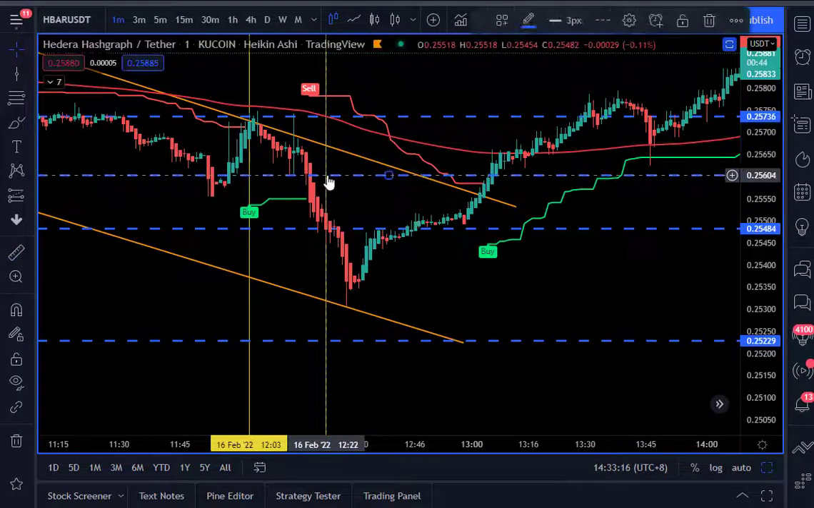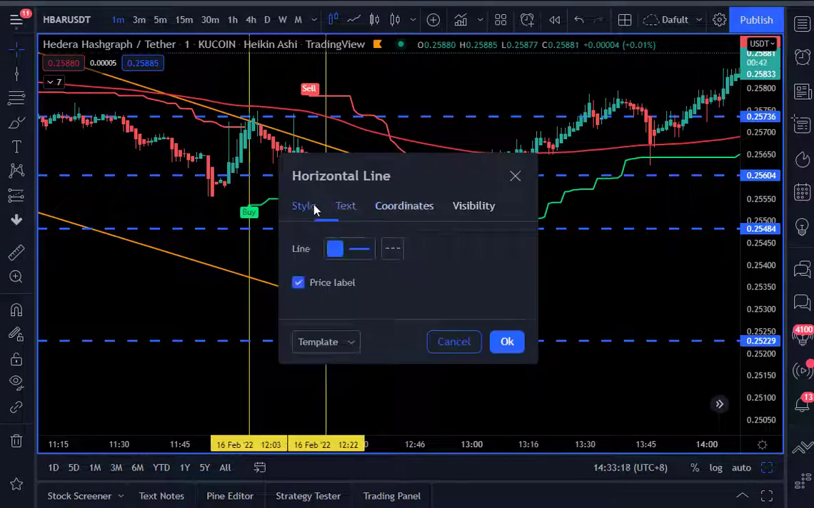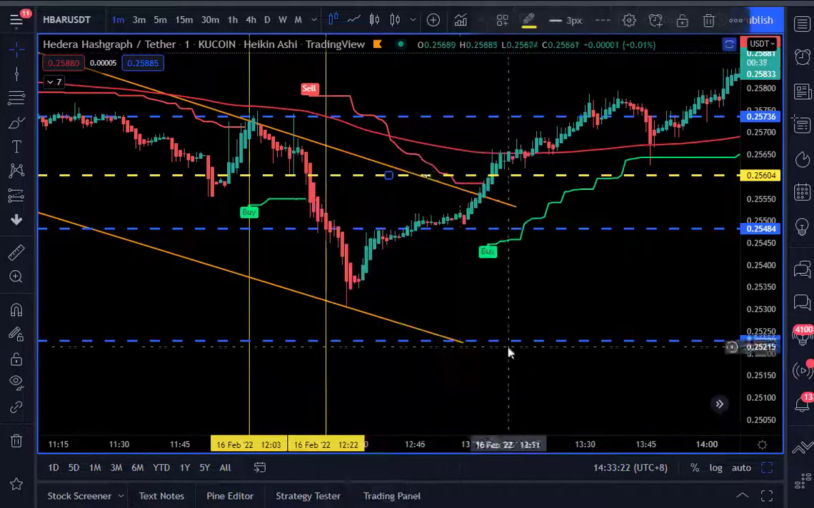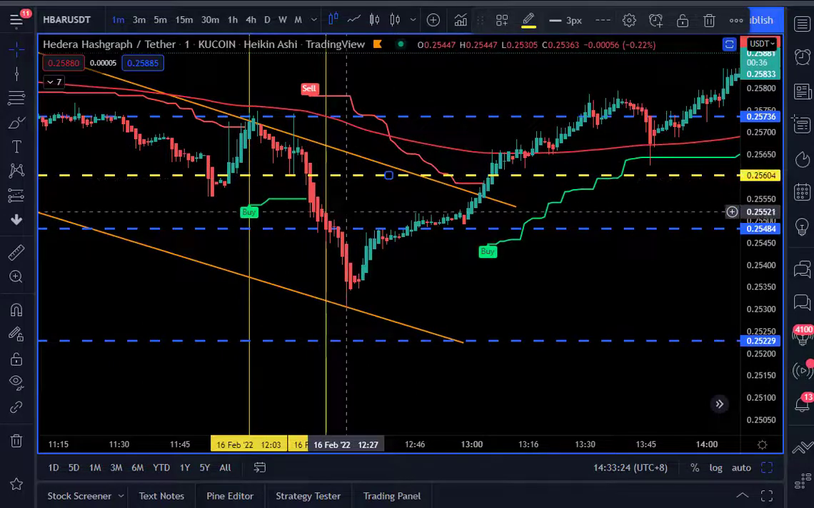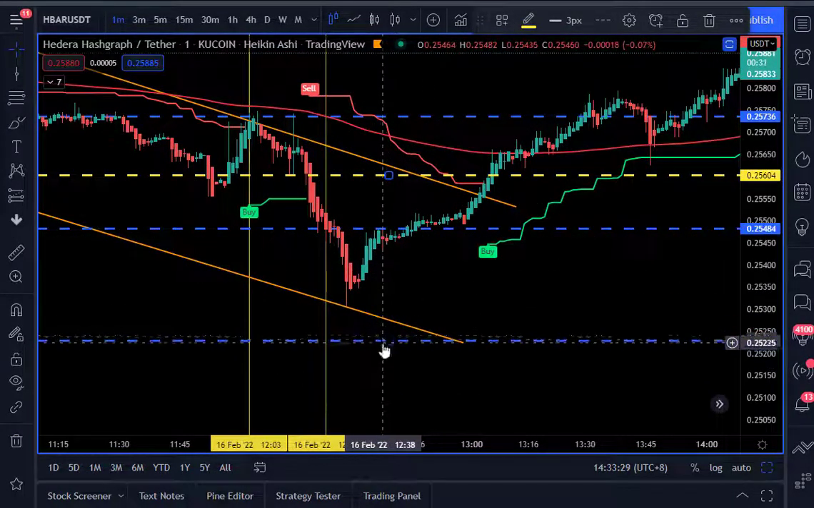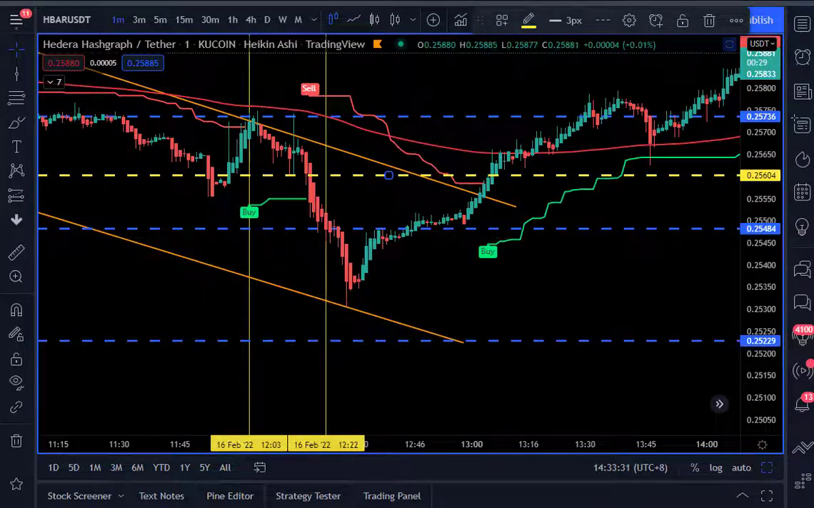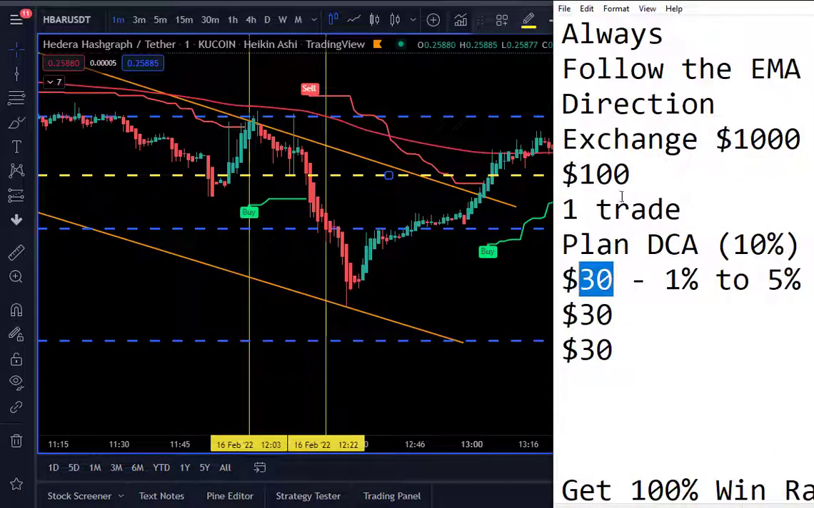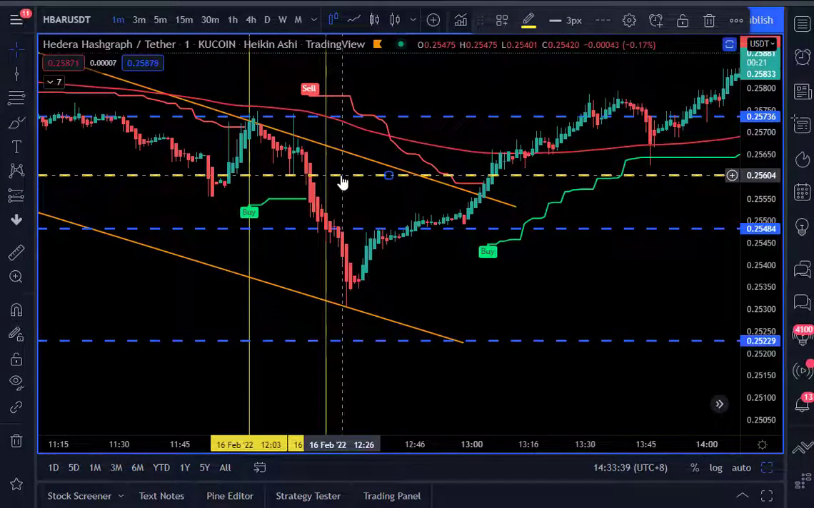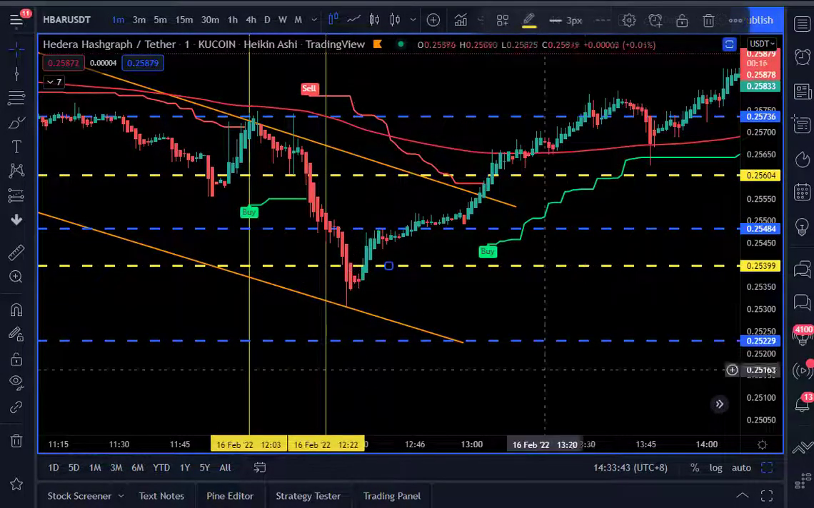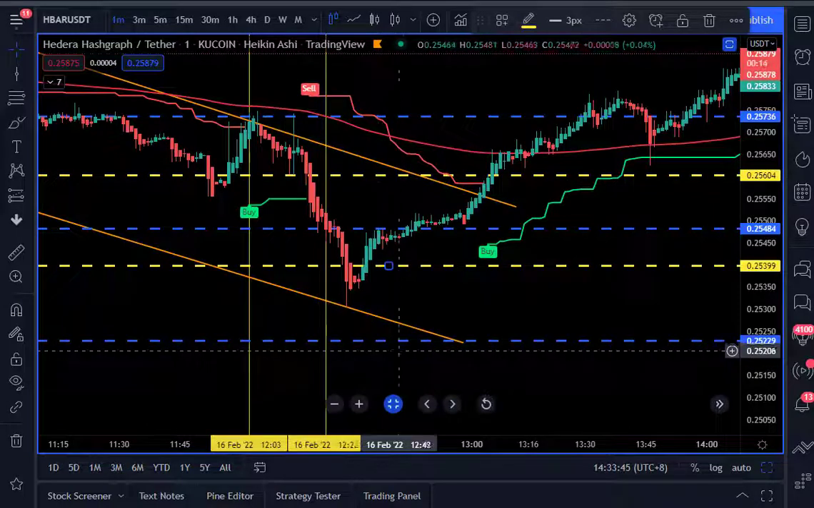Let me just change this color a bit. Change this to maybe yellow. Okay, so the yellow is your average line. Imagine if the price went even further down here, and then you buy another $30, so you have spent around $90 in your trade. Your average position will most likely be roughly around here, if you went all the way down here.